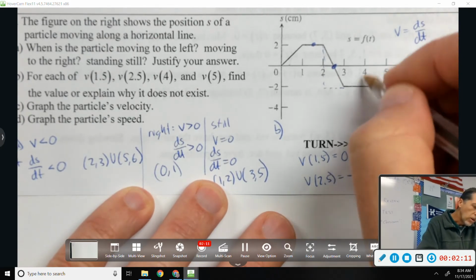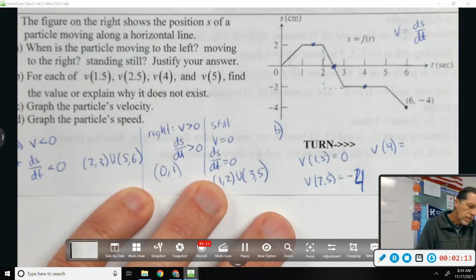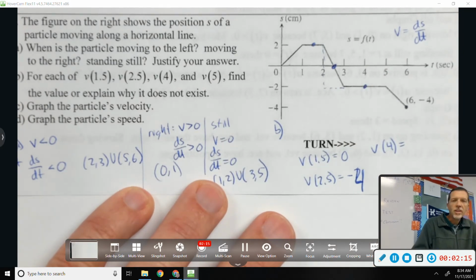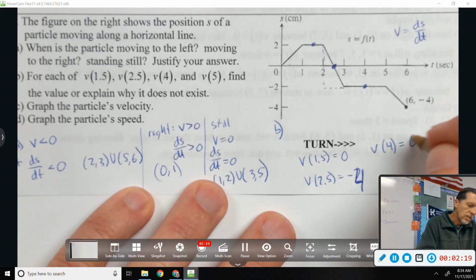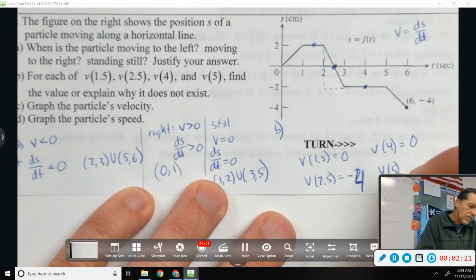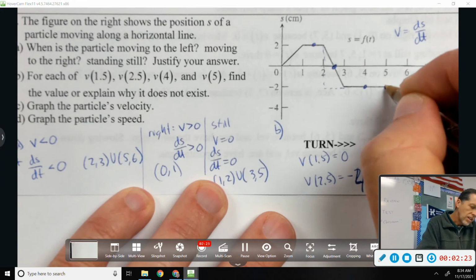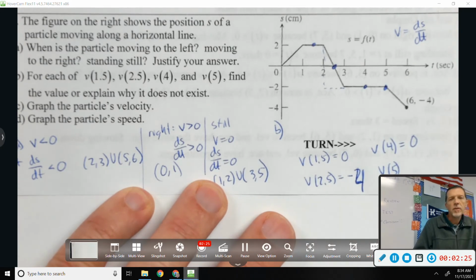V at 4. What's the slope at 4? 0. And v at 5. What's the slope at 5?